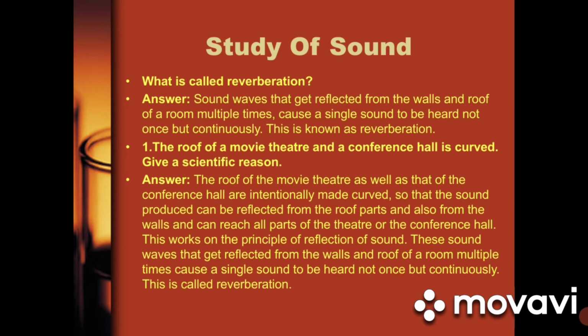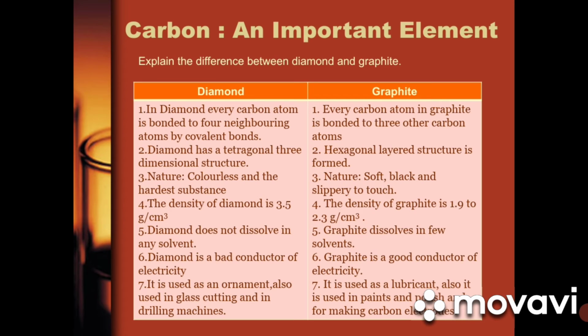This is called reverberation. Let us revise carbon, an important element. Explain the difference between diamond and graphite. In diamond, every carbon atom is bonded to 4 neighboring atoms by covalent bonds. In graphite, every carbon atom is bonded to 3 other carbon atoms. Diamond has a tetragonal 3-dimensional structure. Graphite has a hexagonal layered structure.